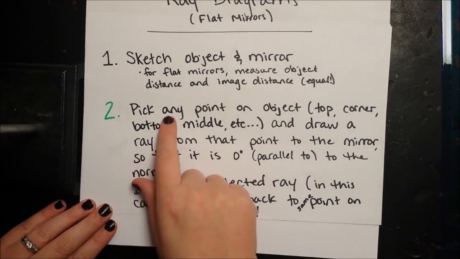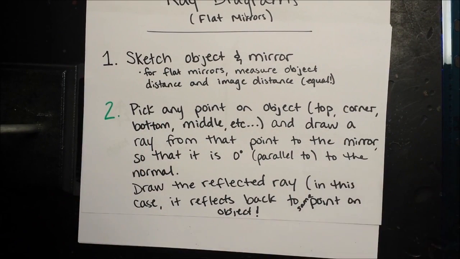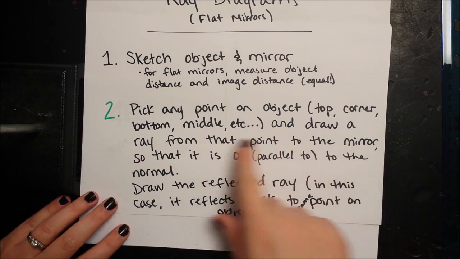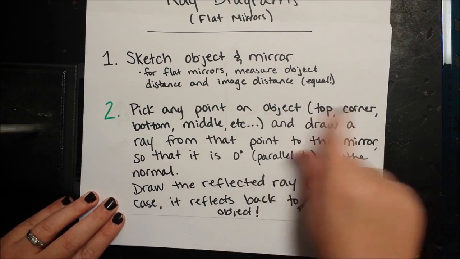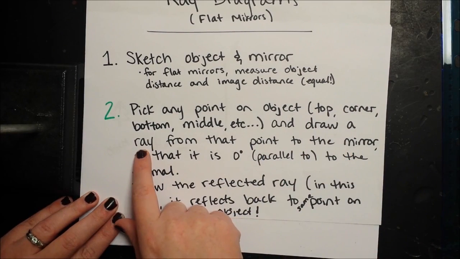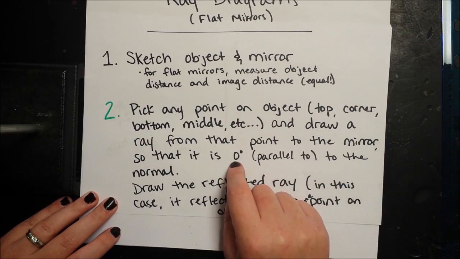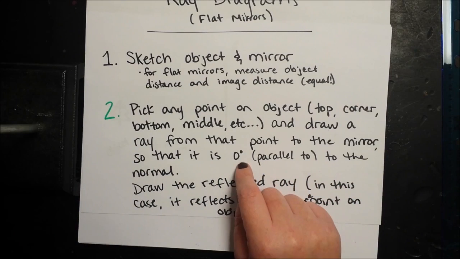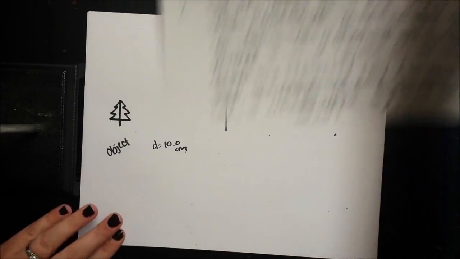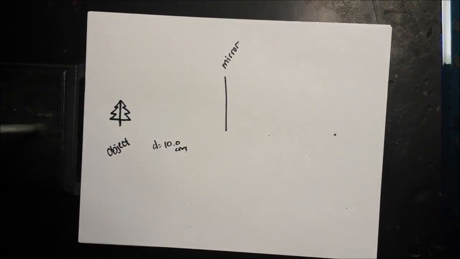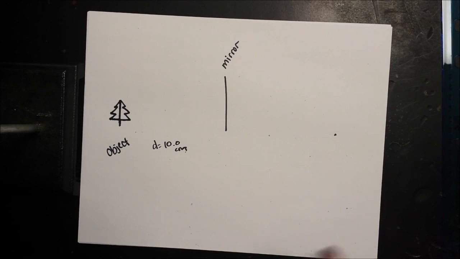Step two is to pick any point on your object, which I like to always pick the top of it, because then at least I get the height so I can see whether my object is magnified or not. I usually pick the top, but you can pick any point really, and then draw a ray from that point to the mirror surface, to where it is parallel, or 0 degrees, to the normal. That's in green, so let's use the green marker.